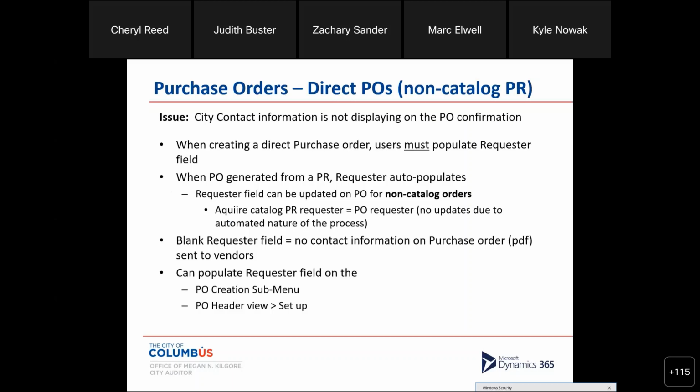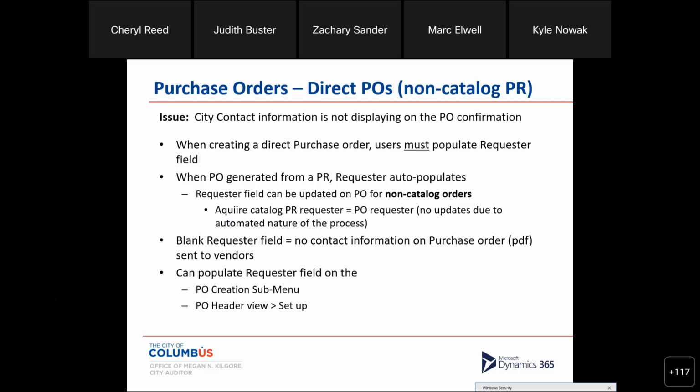So with purchase orders, the first issue we want to talk about is city contact information not displaying on the PO confirmation. And so we want to make sure that users understand essentially how this works. So in creating a direct purchase order, on the purchase order itself, there are actually two fields. There's an orderer field and there's a requester field.